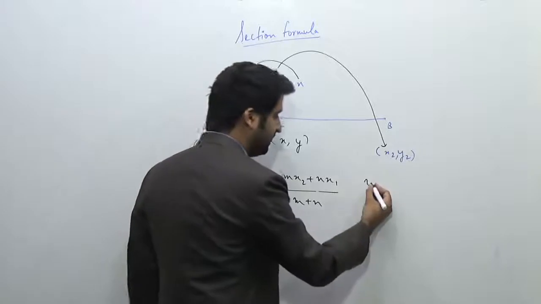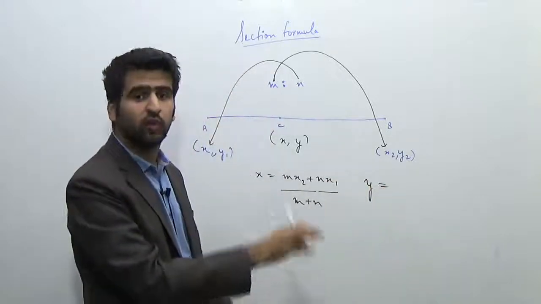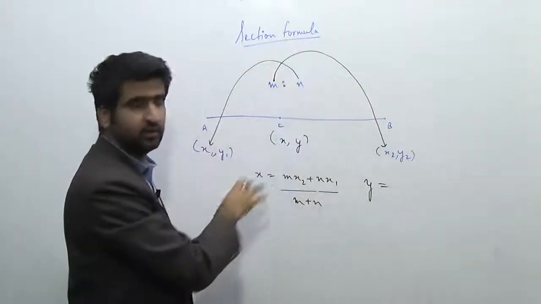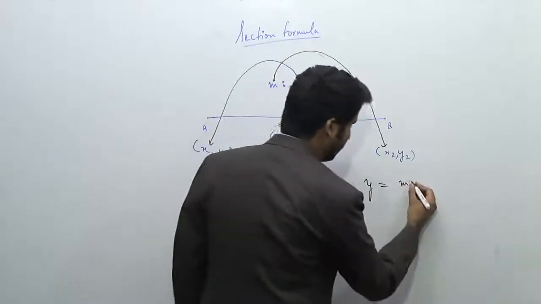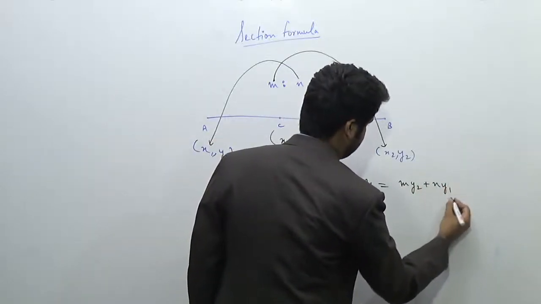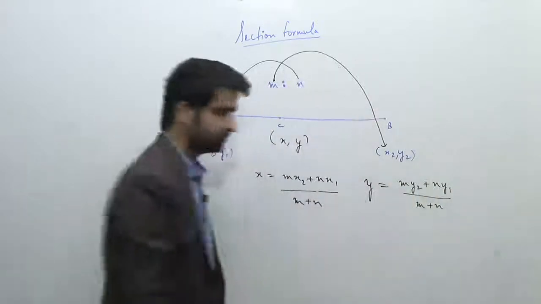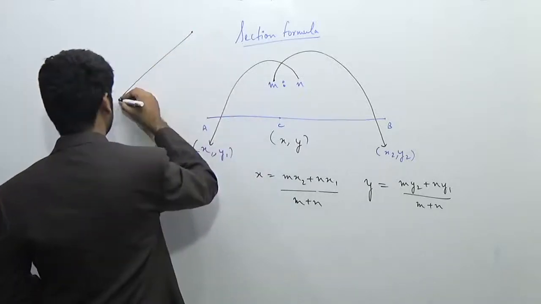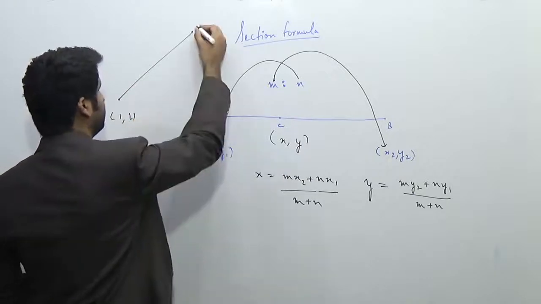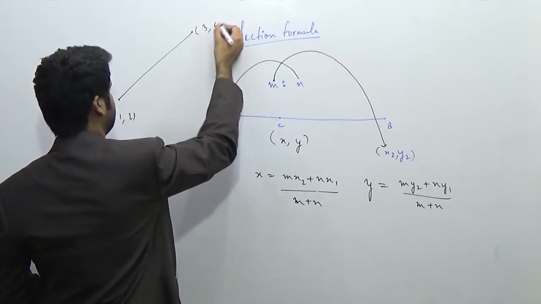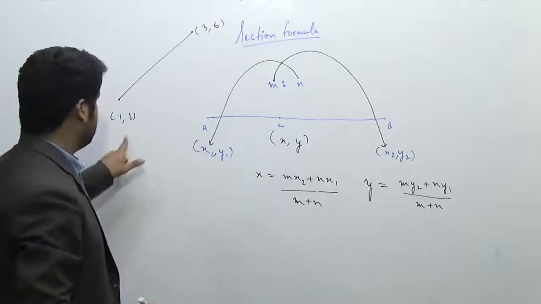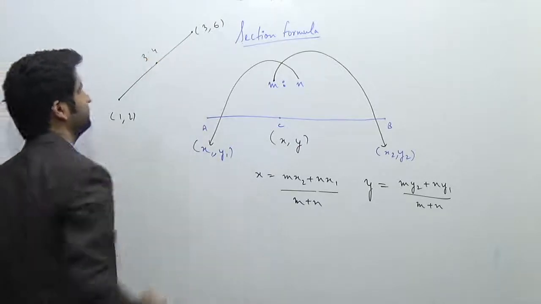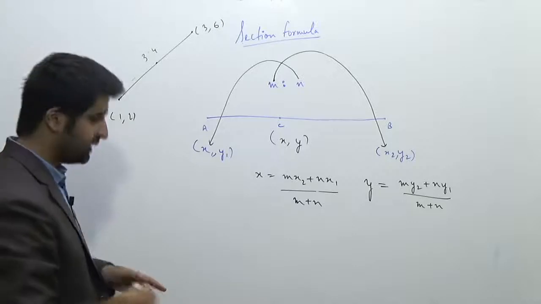And we have to calculate the y coordinate, or the ordinate, of this point. That will be given by M times y2 plus N times y1 divided by M plus N. So this is M y2 plus N y1 upon M plus N. Simple. So if I ask you, this is a line, this point is 1, 2 and this is 3, let's say 6. Now I want to find a point which is cutting this line in the ratio, let's say 3:4. Can you find out?